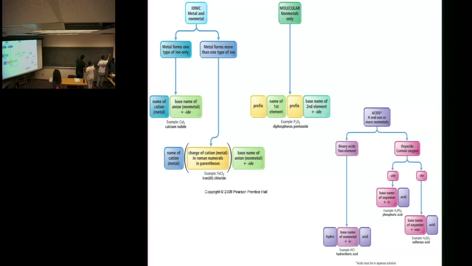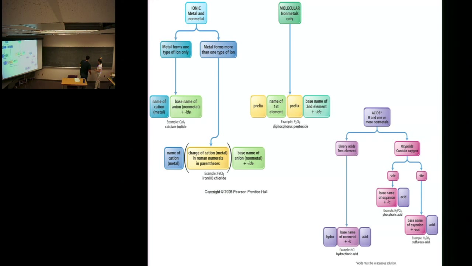Okay, so it's an acid. Okay, it's an acid, right? It's an oxyacid or a binary acid? Oxyacid. So now you have to take off the H and look at that polyatomic ion. What's the name of that polyatomic ion? Hypoiodite? Hypoiodite. Okay, ite ends in ous, so this becomes hypoiodous acid.